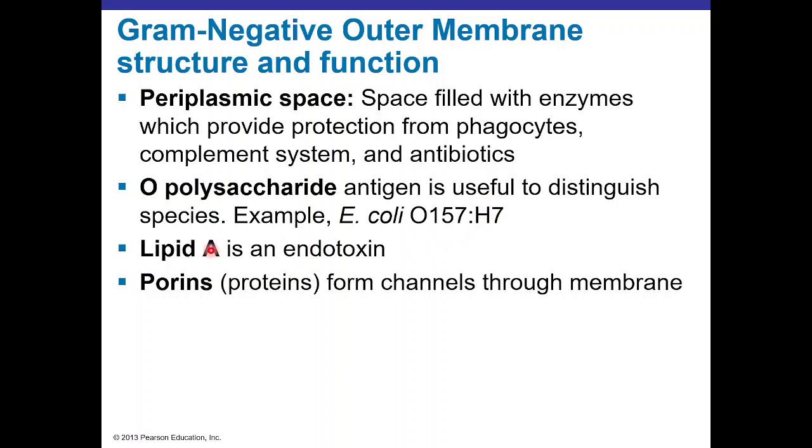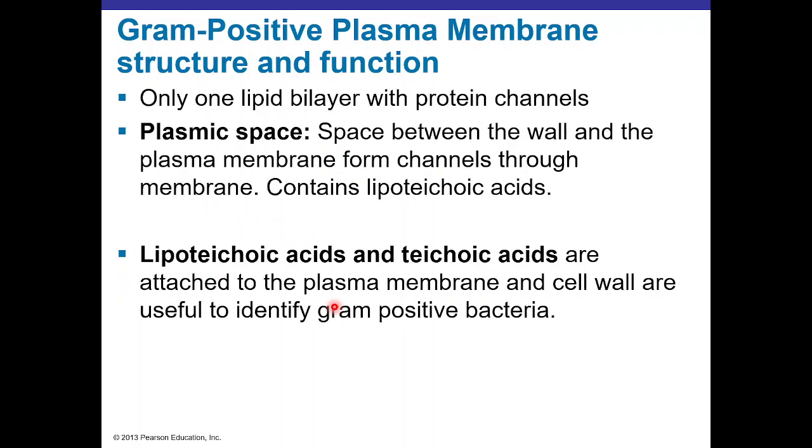Now, the lipid portion of this LPS is called lipid A, and this is the endotoxin. When it's released, it causes fever, chills, and sometimes increases the body temperature when someone has a gram-negative bacteria infection. And then within this outer membrane, the gram-negative has proteins that are known as porins, that are channels that help with the import of nutrients and extrusion of wastes by these gram-negatives.